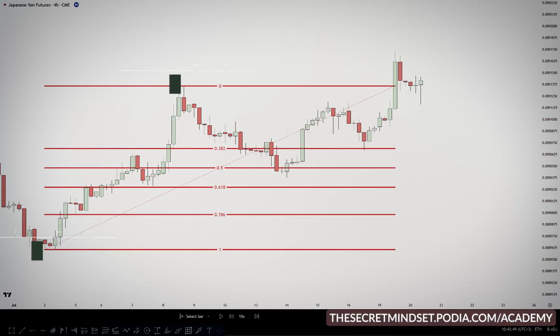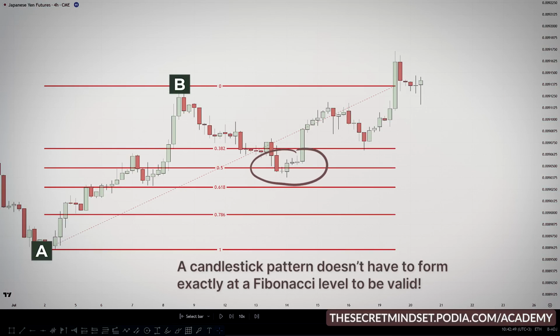Now, one common mistake is to focus only on exact Fibonacci levels. As I said, in reality, these levels are more like zones than exact lines. A candlestick pattern doesn't have to form exactly at a Fib level to be valid. If it's close, it's worth paying attention to.